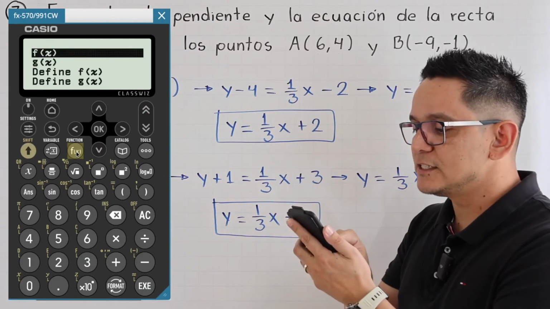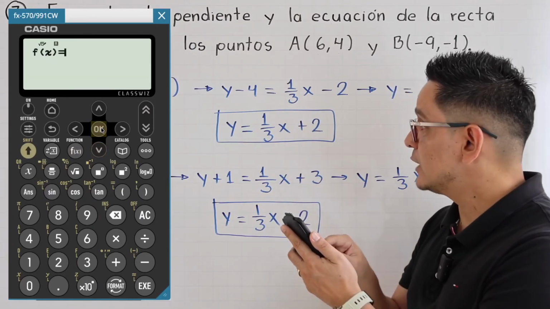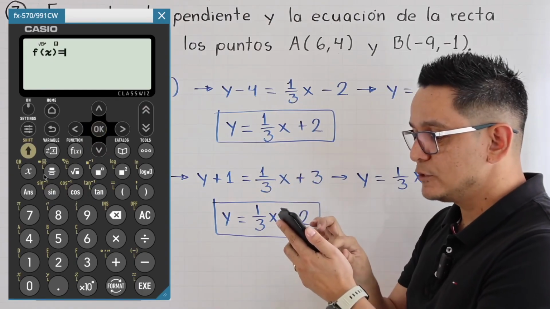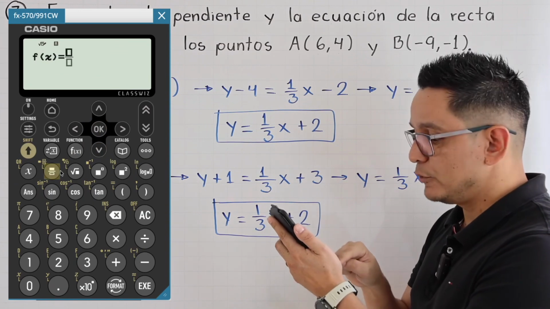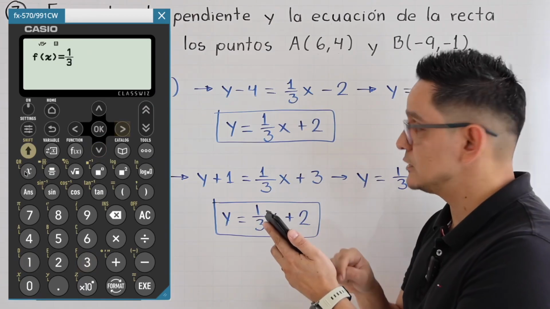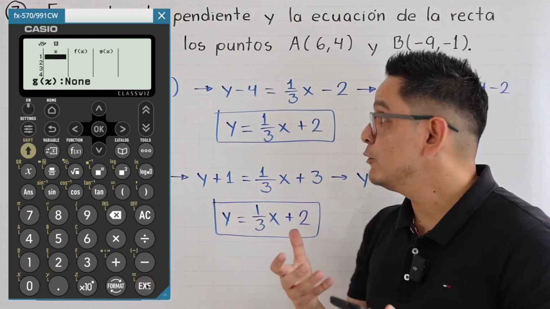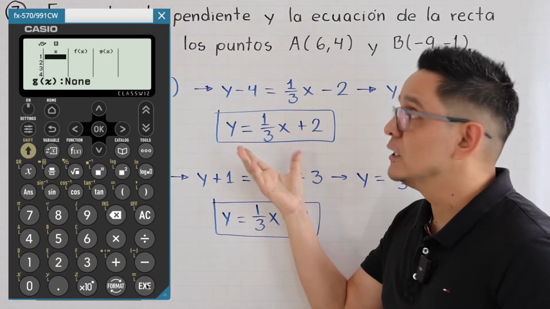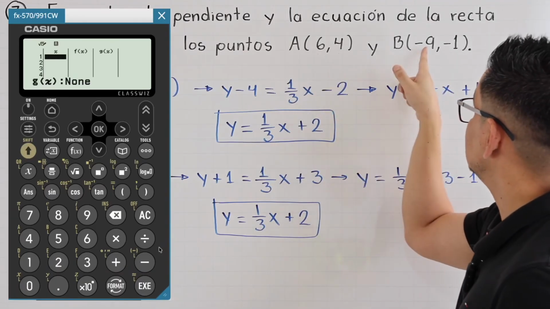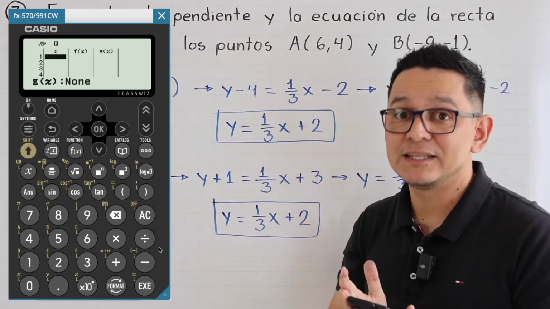We press here where it says function, and then go down to where it says define f of x. We press OK, and now we're going to enter the right side of the equation. We press this little button here, and we're going to put 1/3. We move to the right and enter the x, then add 2, and then we press execute. At this point, we've already saved our equation. Now I'm going to give it the values of x, which in this case are 6 and -9. And it should give us the values of y here, in this little table that's shown.